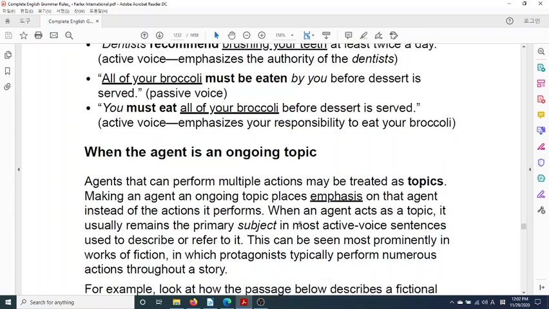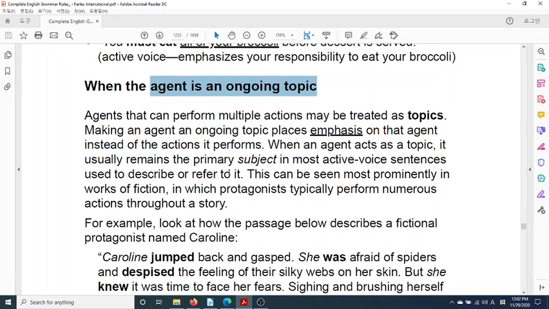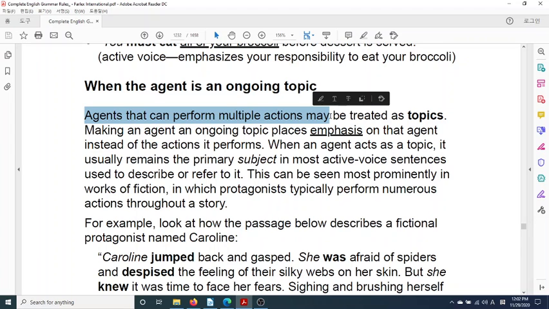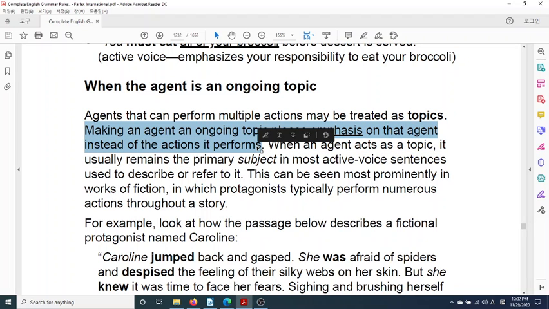Okay, when the agent is an ongoing topic, so something that you keep talking about, the topic of your conversation, for instance. Agents that can perform multiple actions may be treated as topics. Making an agent an ongoing topic places emphasis on that agent instead of the actions it performs.